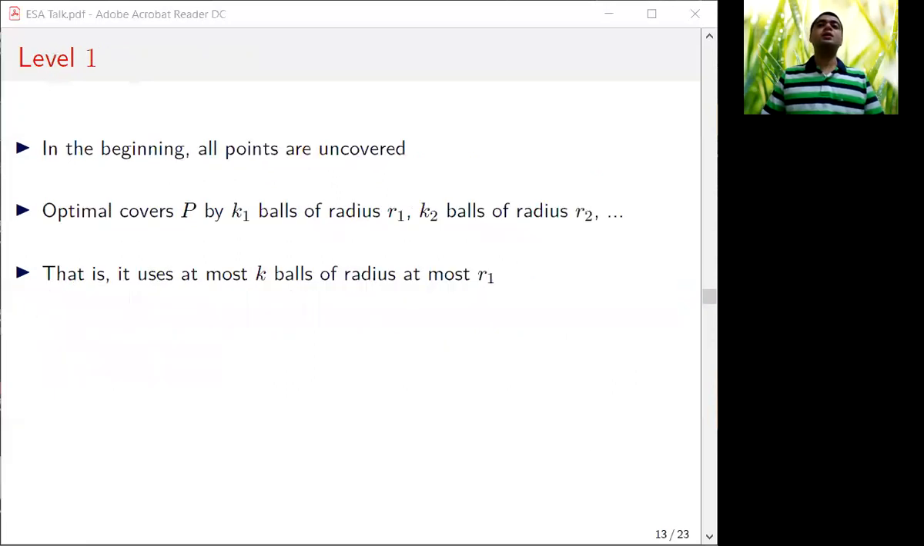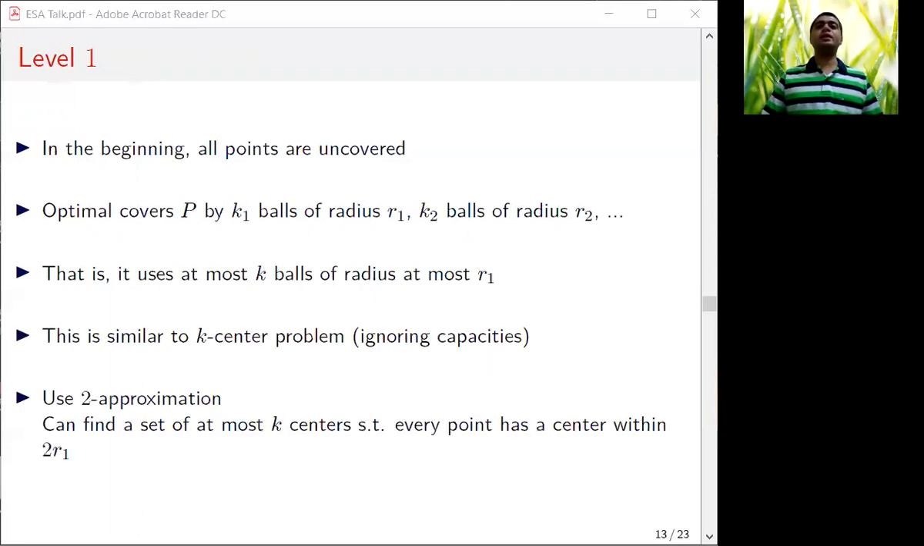Okay, so let's see this recursive algorithm in more detail. Let's go to the start of level 1. At this point, we haven't added any ball to the solution, so all the points are uncovered. Now if you look at the optimal solution, it uses K1 balls of radius R1, K2 balls of radius R2, and so on, up to KT balls of radius RT. Overall, it uses K1 plus K2 plus up to KT balls, which is at most K. And the radius of any of these balls is at most R1, because R1 is the largest radius.